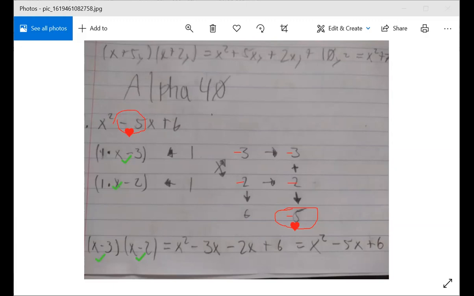Spring. This was the old class. It doesn't show me the roster though. It showed me the... That's very weird.